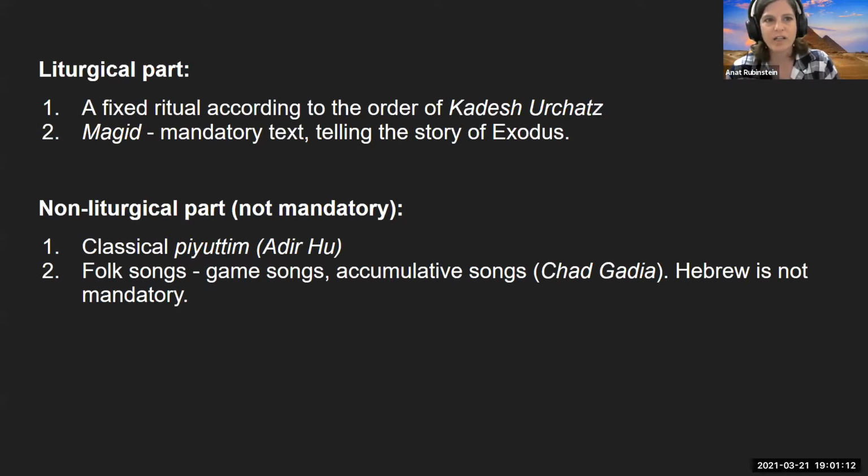The first is a fixed ritual, Kadesh, Urchatz, etc., and we have the Maggid part in the middle, the mandatory text that tells the story of Passover. Then towards the end, after the meal, after Birkat HaMazon, after Hallel, we have the non-liturgical part, which is not mandatory. There we find the classical piyutim, such as Adir Hu, Karev Yom, and also folk songs like Echad Gadya and Echad Mi Yodea.